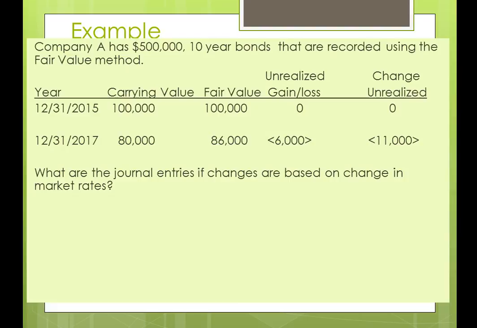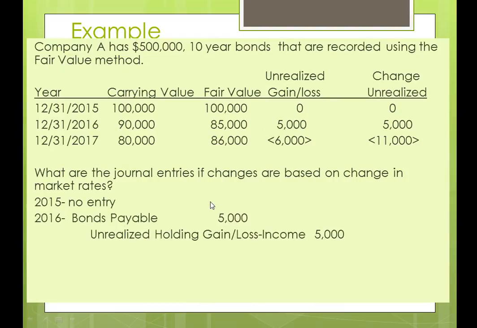Here we have a company, and this is what they look like over 3 years. We see the carrying amounts, and then we see the fair value, and we see the change. So if you notice, in year one, there's no entry of unrealized gain or losses because there was no change. In year two, what happened is our carrying value reduced by 5,000. So in this case, we have a gain of 5,000 because we owed less money.